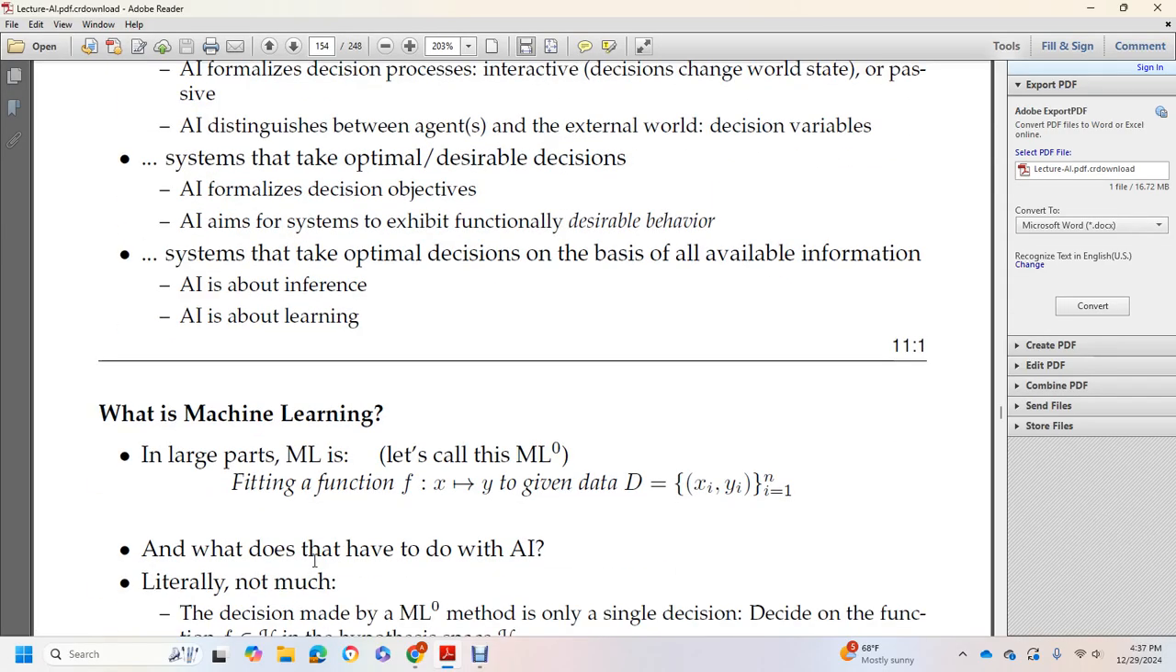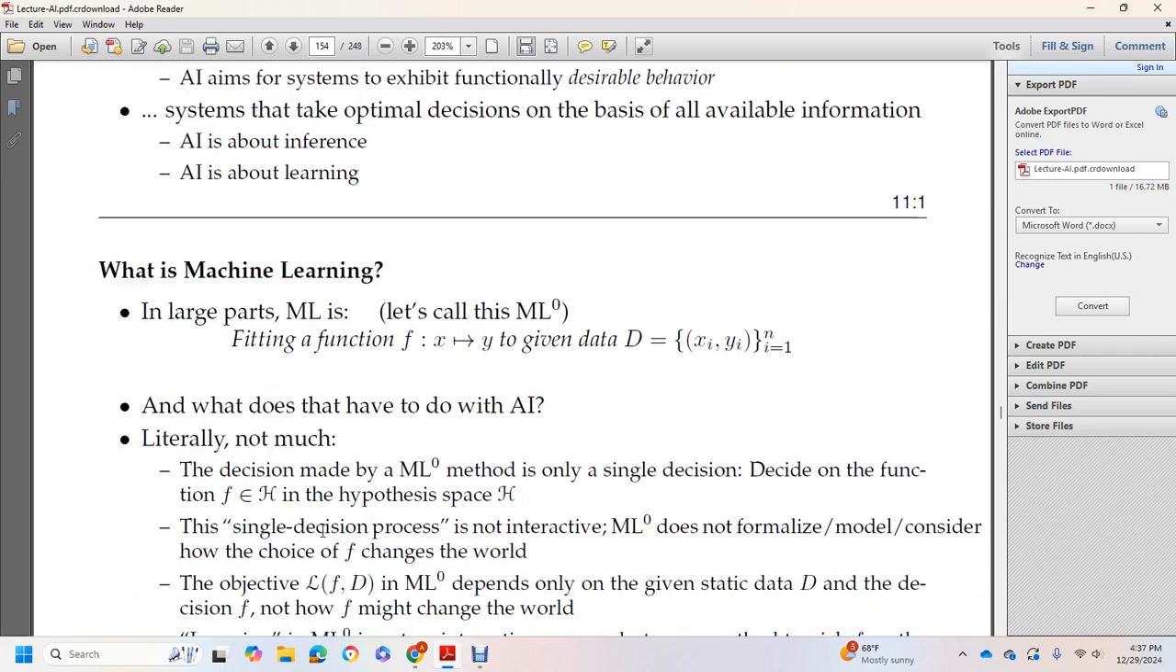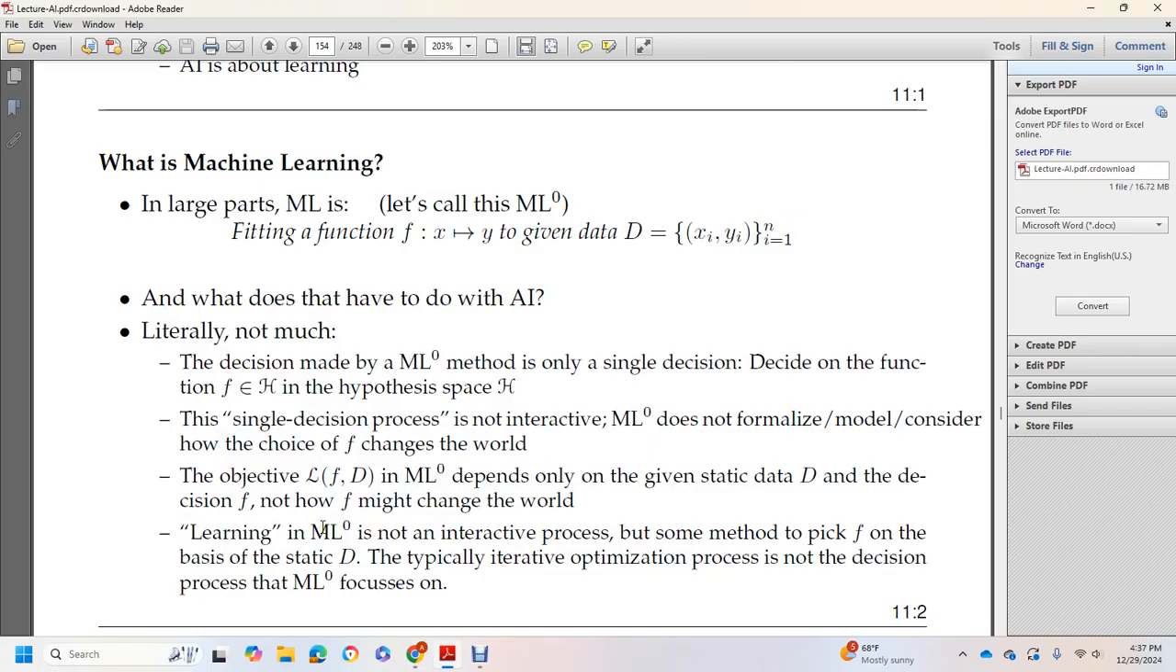What is machine learning? In large part, machine learning is, let's call it, machine learning 0: fitting a function f of X that gives the resultant Y, given a data set of X and Y pairs, for i equal to 1 to n. What does this have to do with AI? Literally not much. The decision-making in machine learning is only a single decision, deciding on the function in the hypothesis space, and a single decision process is not interactive.